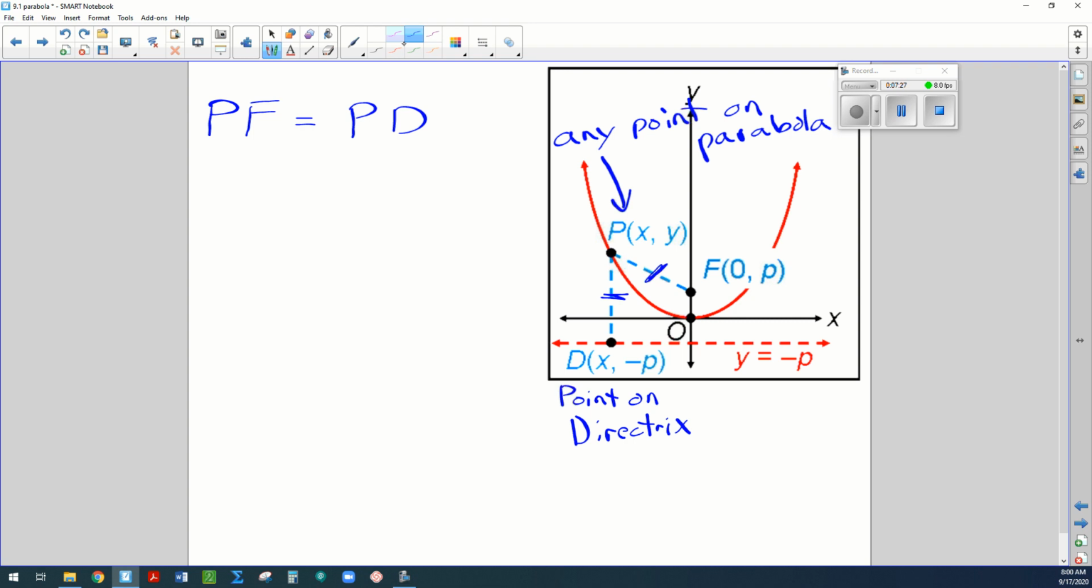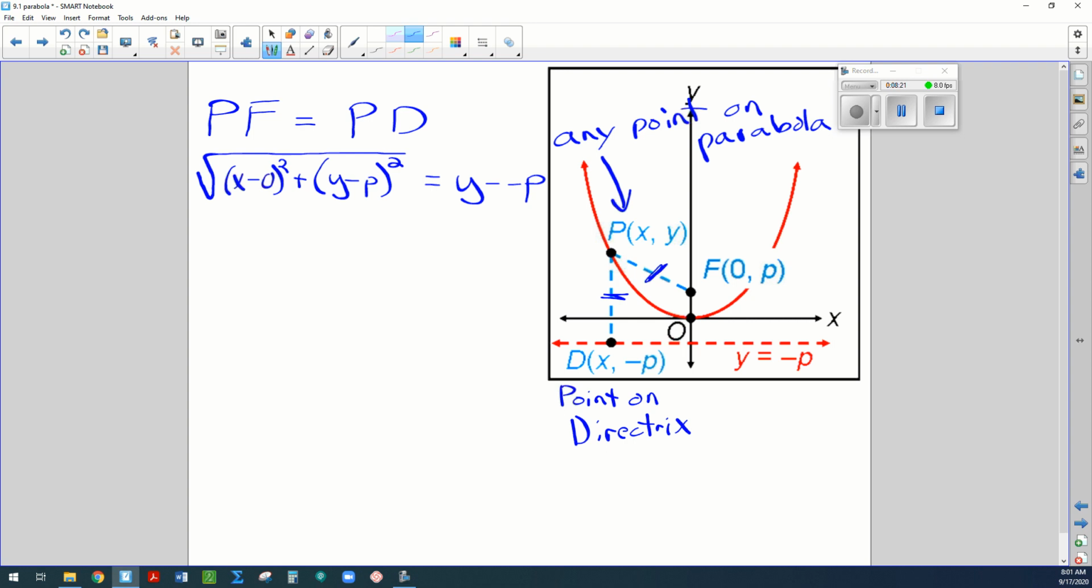PF, using the distance formula, is going to be the square root of x minus 0 squared plus y minus p squared. That's going to equal PD. PD is just a vertical line, so the distance is going to be y minus negative p. If P was at 10 and D was at negative 2, the distance between them would be 10 minus negative 2, or 12. So this equation is just PF equals PD. That's the definition. Any point P on the parabola is the same distance to the focus, that's PF, as it is to the directrix, that's PD.